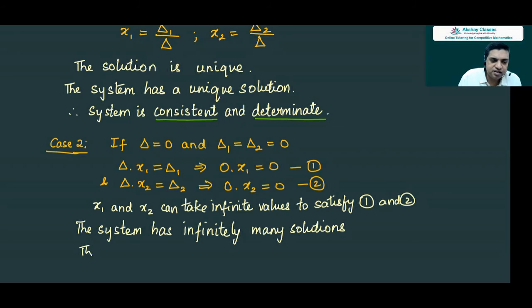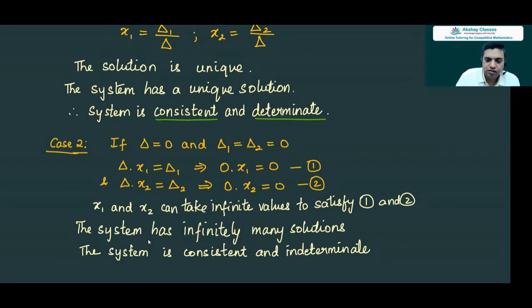What will we call the system in terms of consistency and determinacy? Anyone? Consistent indeterminate system. Very good. The system is consistent and indeterminate. It's a consistent system, but an indeterminate system. It has infinitely many solutions.